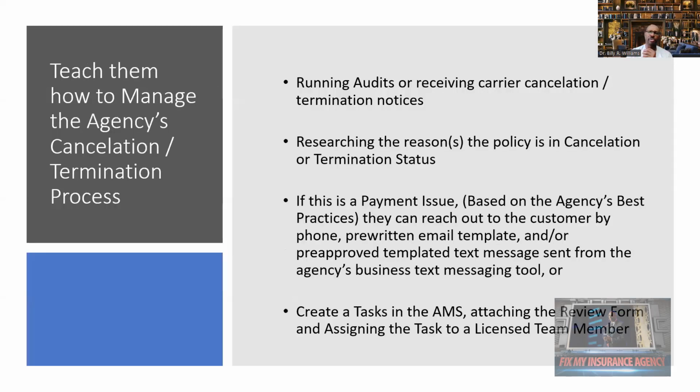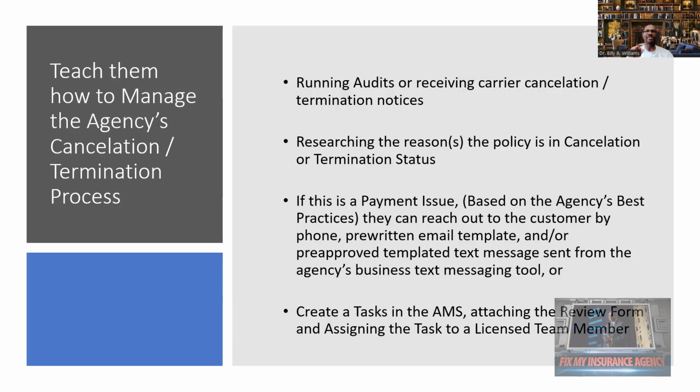Next is your cancellation termination process. It's the VA that runs the cancellation audit. When we receive a cancellation or termination notice from the carrier, we send it to the VA. And then the VA does all the research for the reasons behind the policy cancellation or termination. They get all the data together. If it's a payment issue, then we normally have the VA reach out by phone to remind the customer to make the payment.